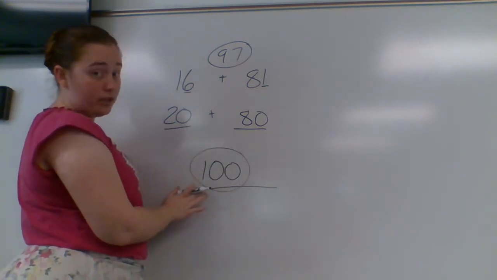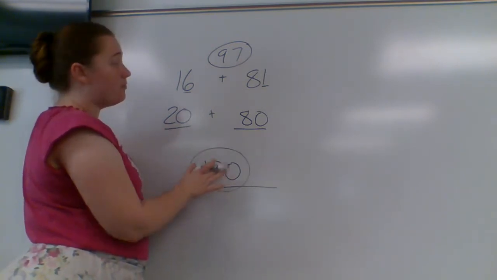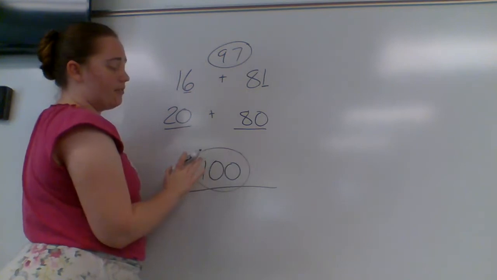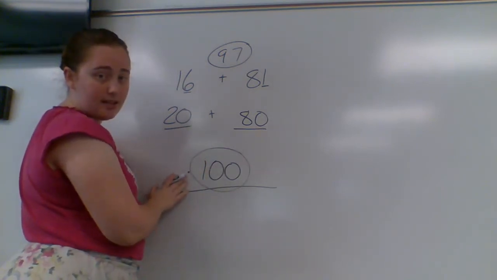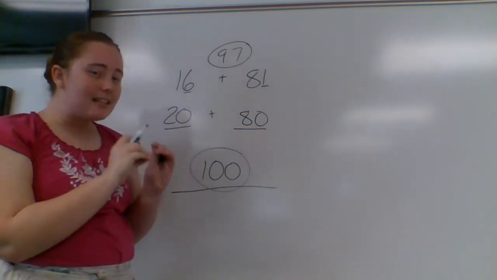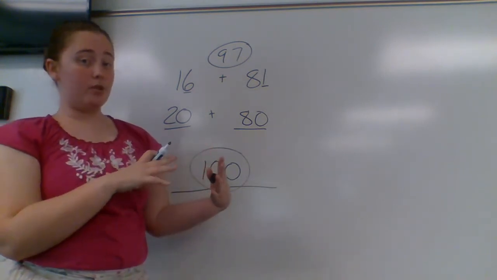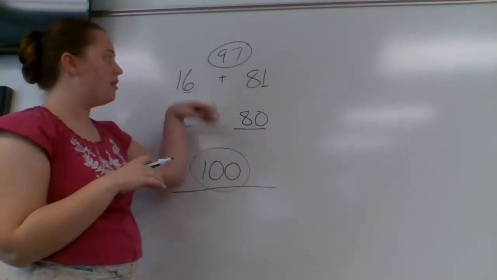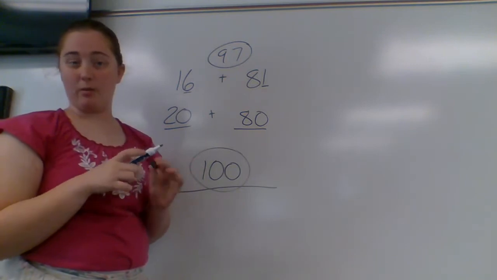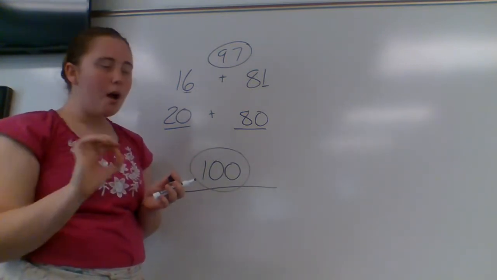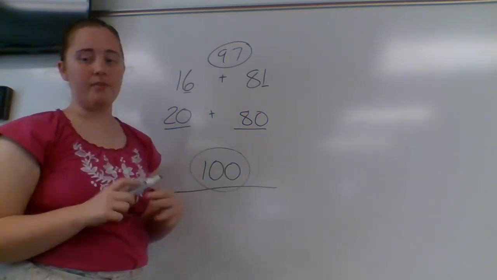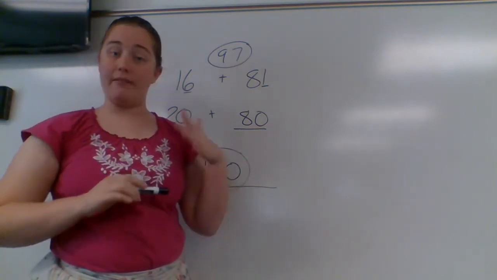But 100 is really close to 97. So I will say that the estimate is not going to be the exact answer, but it will always be close to the answer. Sometimes we do that in math where we don't need the exact right answer, but we need something that's close. So make sure you have that written down.